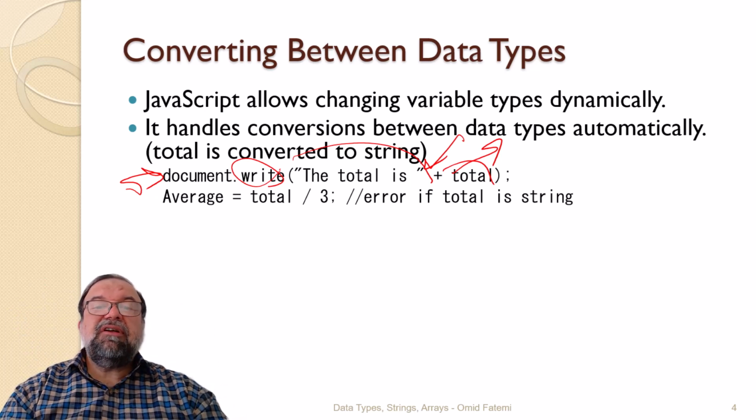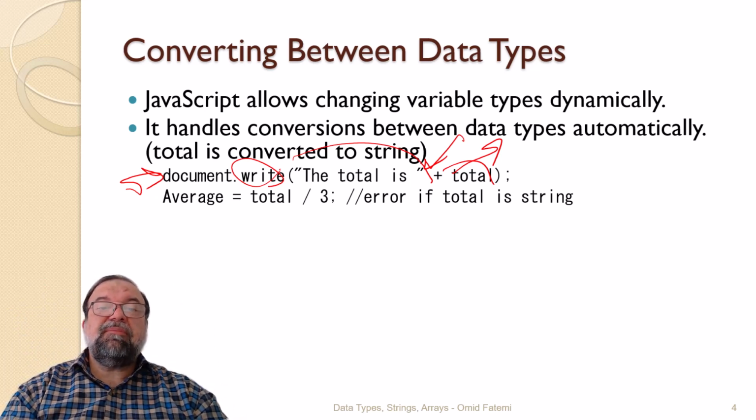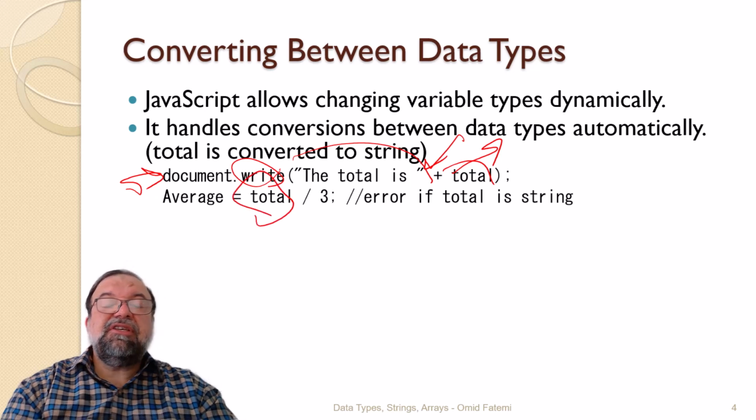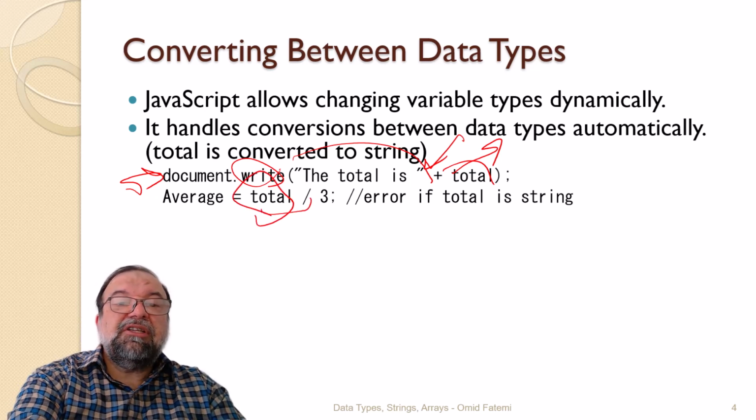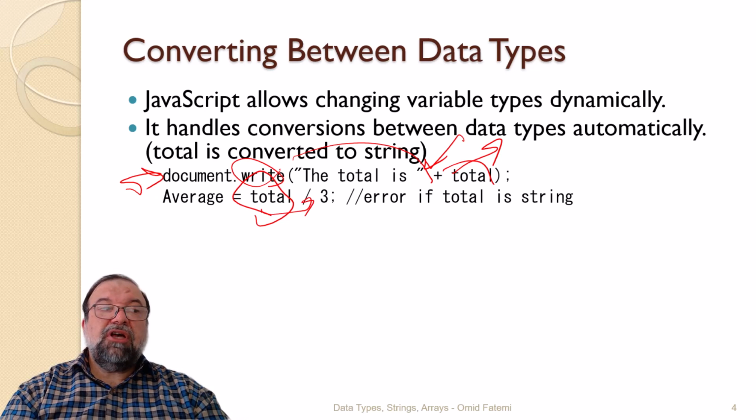But this conversion cannot happen every time. For example, if total is a string here, then you cannot divide it by 3. If you write total divided by 3, then there is an error and JavaScript cannot handle that.